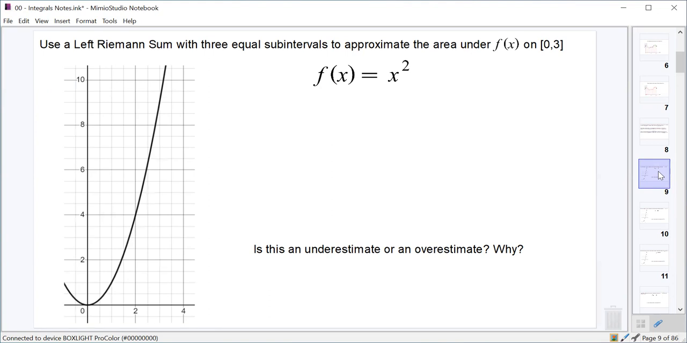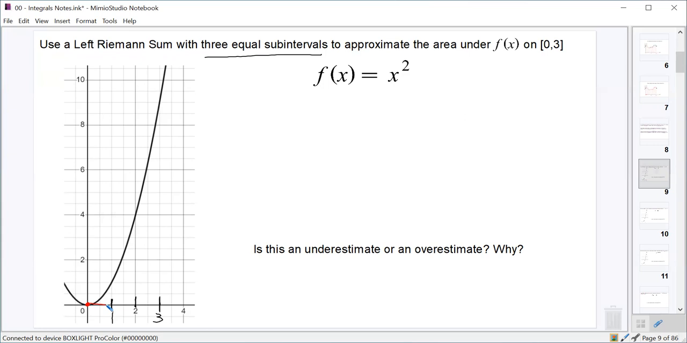So here, the first one is 0 to 3, and it says 3 equal subintervals. So if we're doing 0 to 3 with 3 equal subintervals, we'll have 1 at 1, 1 at 2, and 1 at 3. 0 to 1, 1 to 2, and 2 to 3 will be our subintervals. And it says a left approximation. So we'll go into the left endpoint of the first subinterval, which is at 0. Go up to the function, which happens to be also at 0, and draw a horizontal line straight across.